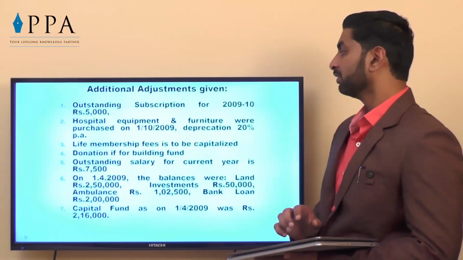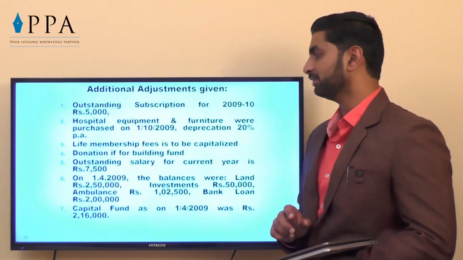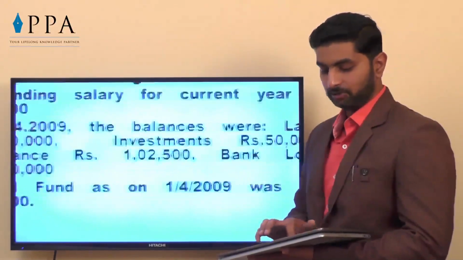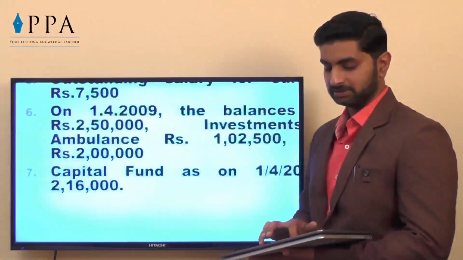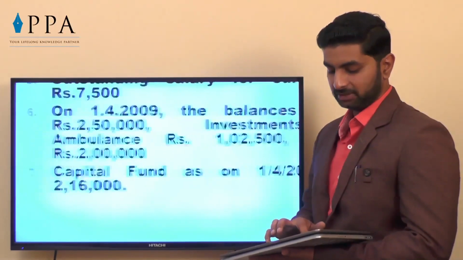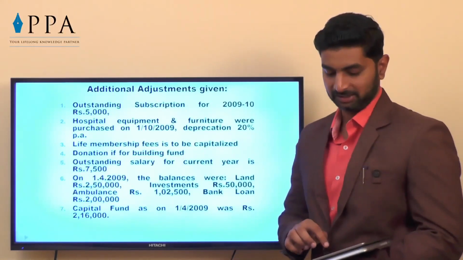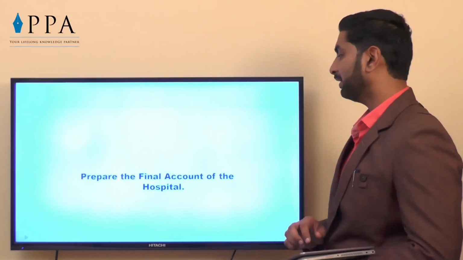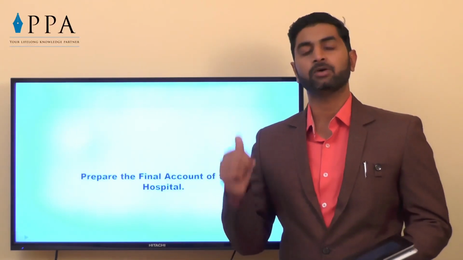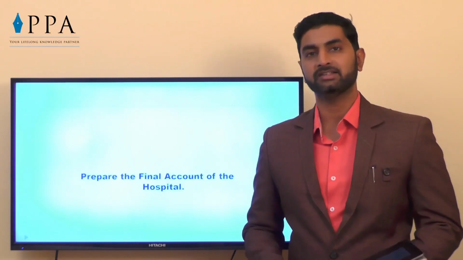Donation for building fund. Donation is for building fund only, so it is to be capitalized again. Outstanding salary for current year is given. It's a liability. On 1/4/2009, we had some balances: land 2,50,000, investments 50,000, ambulance 1,02,500, bank loan was rupees 2 lakh and capital fund is given opening 2,16,000. In short, the adjustments are given related to the current year as well as the opening balances, and what we are expected to do is prepare the final account of the hospital. As we know, the final account basically includes RP, IE and balance sheet. RP is already given, we have to just prepare IE and balance sheet and secure our marks. So let's move towards this board examination question now.